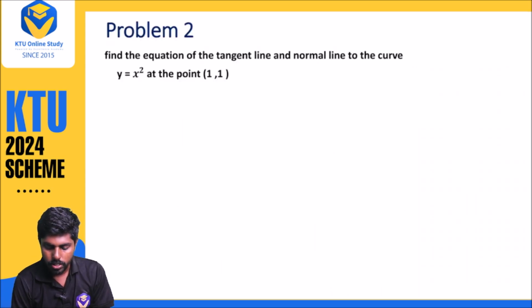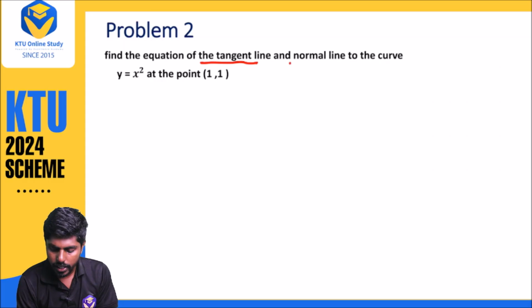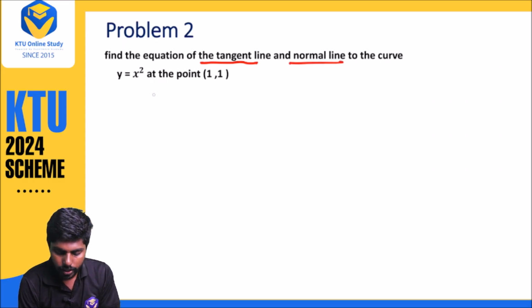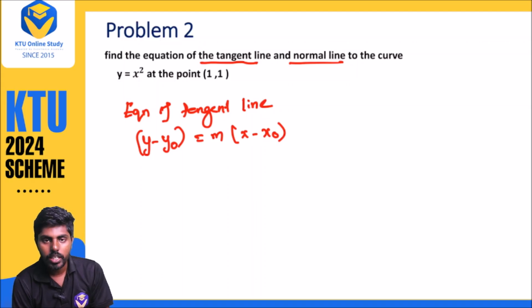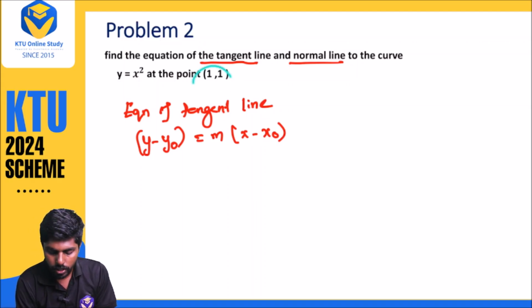Second problem, you just see: find the equation of the tangent line and normal line. So what is the thing we want to identify? The equation of the tangent line. What is the equation of tangent line formula? That is nothing but y minus y naught is equal to m into x minus x naught. Here they have given the point 1 comma 1.